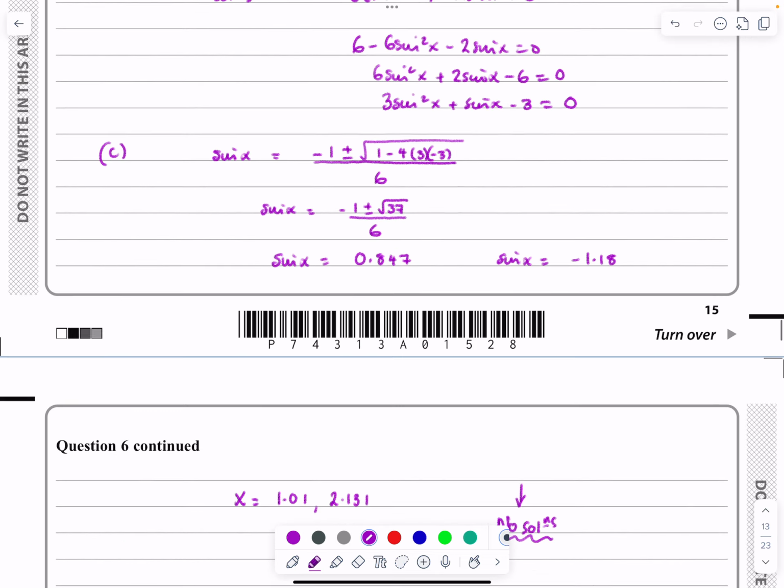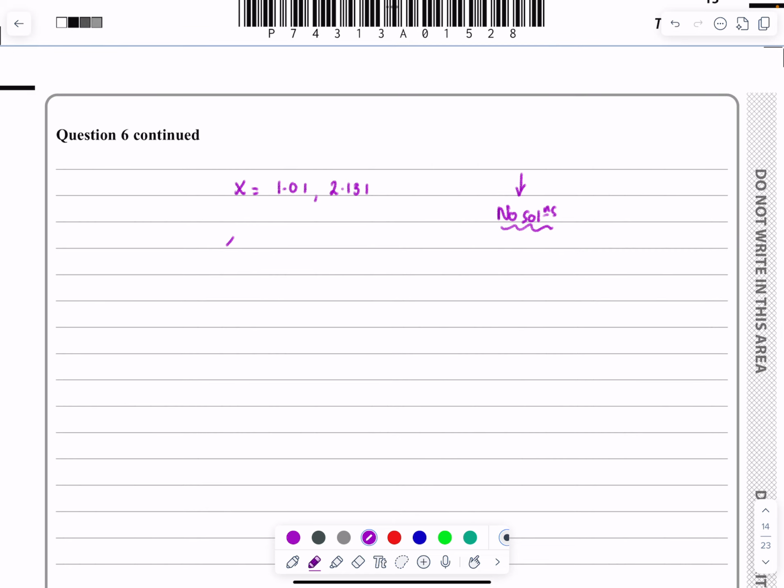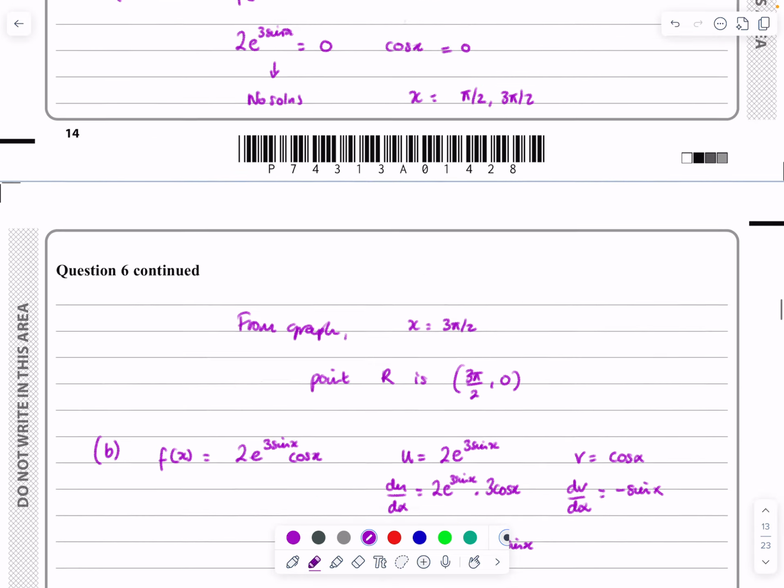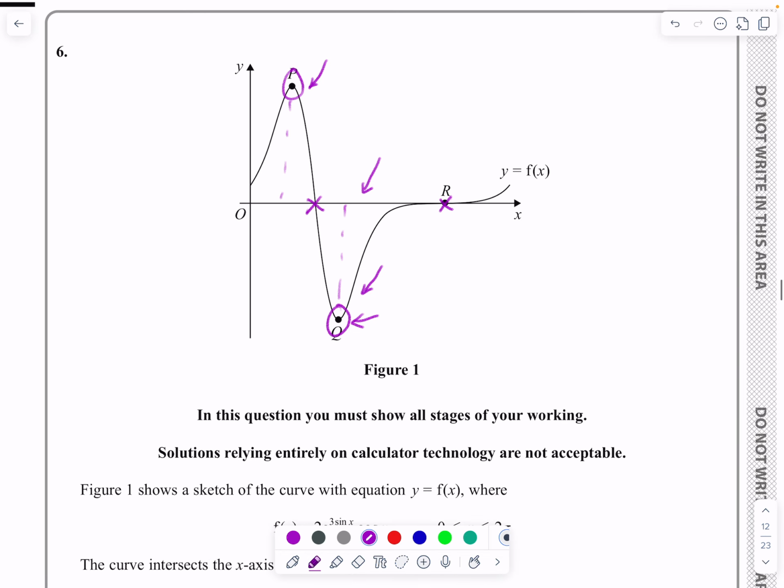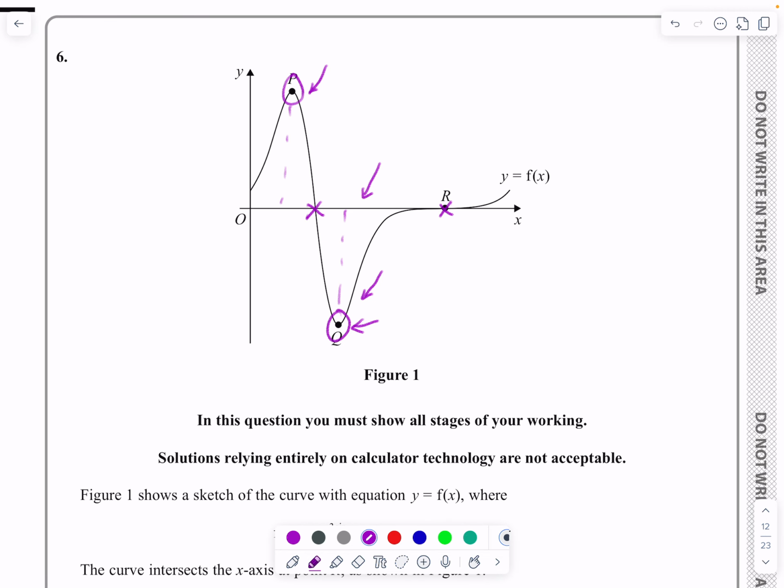So to make it really clear to the examiner then, x is equal to 2.131. Again, we can say from the graph, we can tell it's the second of the two values there. And so, yeah, that's a solution to the last part of it. And that finishes off quite a nice trig and differentiation question. Hopefully that all makes sense to everybody.